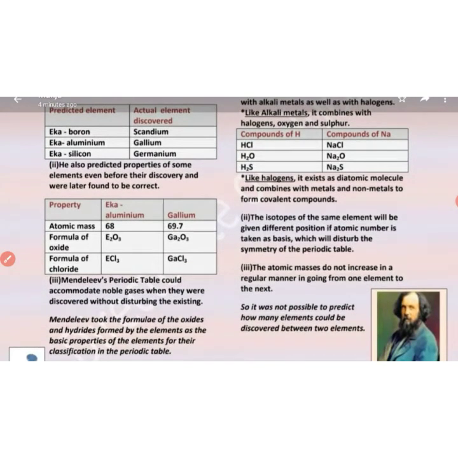And the third is that Mendeleev's periodic table could accommodate noble gases when they were discovered without disturbing the existing order. These noble gases were not known at the time of Mendeleev, but later on they were discovered and kept in a separate group without disturbing the actual periodic table. And as we know, Mendeleev took the formulae of oxides and hydrides, which were the basic properties of the elements, for the classification in the periodic table.